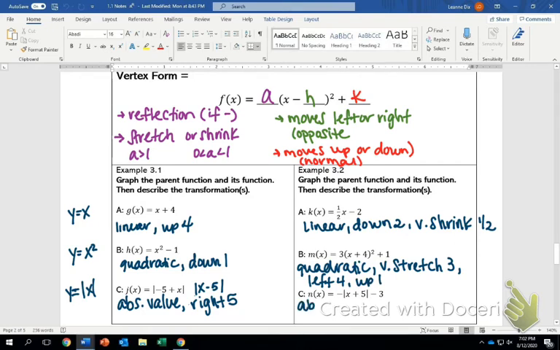The last function that they give us is n of x. This is going to be an absolute value function. And the first thing that we see is a negative. Now remember, a negative in front is in the A position, so we know it's going to be a reflection.